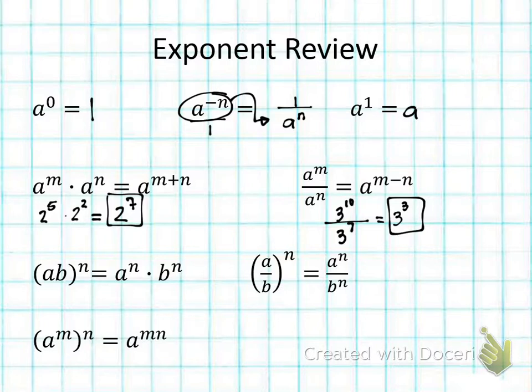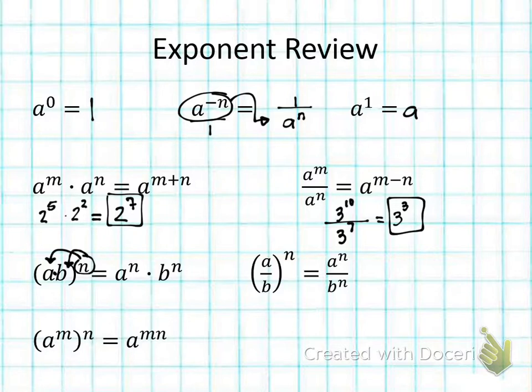Okay, continuing on. Then we have this one right here: ab to the nth power is equal to a to the nth times b to the nth. What this means is we have an inside term. Let's say they're both being multiplied, a times b, all to the nth power. You're going to distribute this n into each of these internal terms of the expression. So we're going to raise a to the nth times b to the nth.